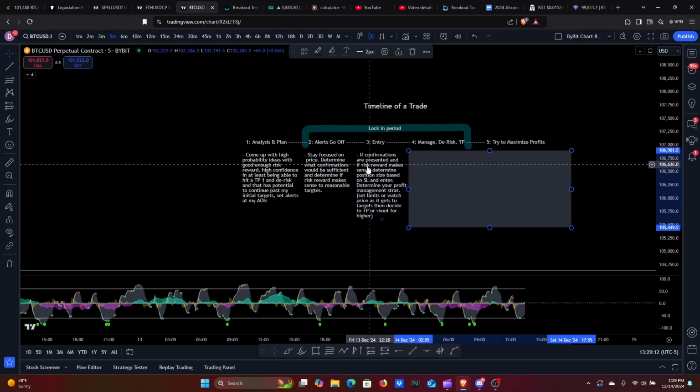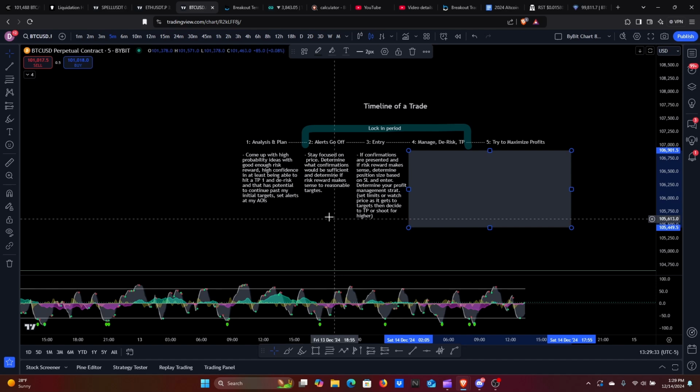If confirmations are there, if risk reward is there, then I determine my position size based on my stop loss, and I enter. And from there, I determine my profit management strategy. So do I want to set limits at my targets, or do I want to watch price as it gets to my targets and then decide if I want to TP or if I'm going to shoot for higher?